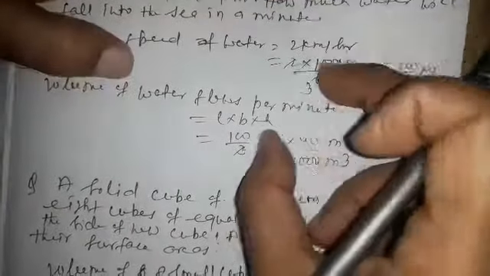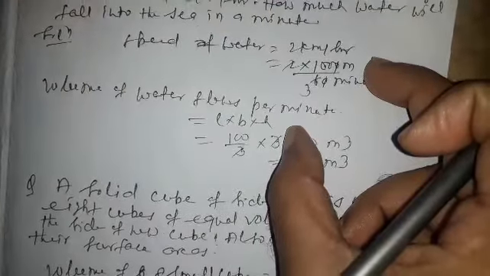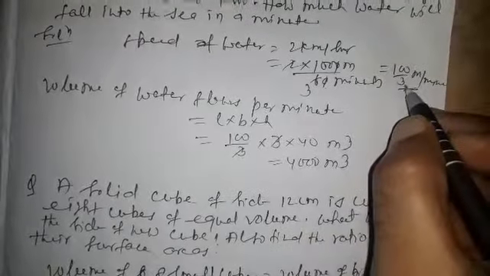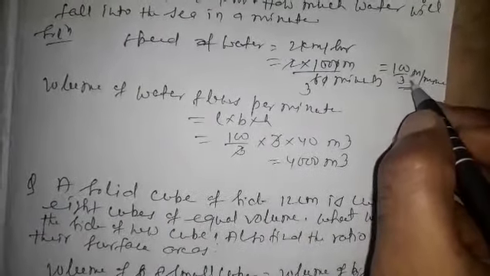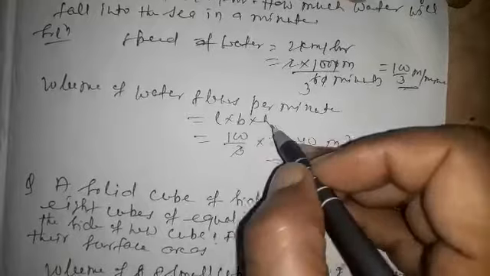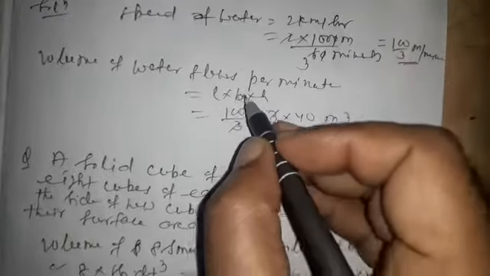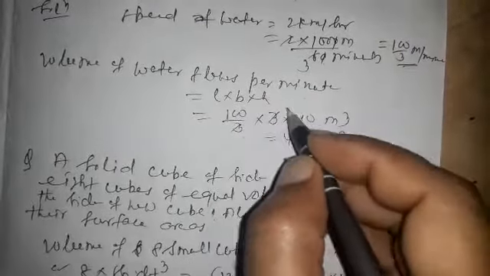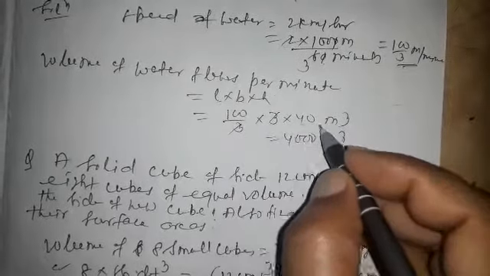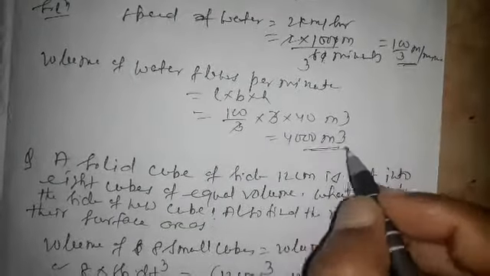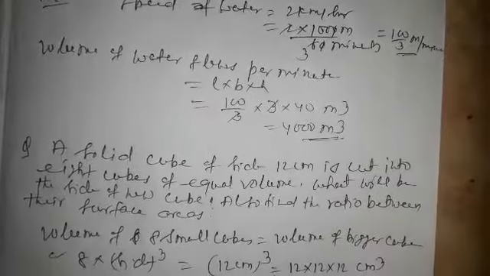Now it means the length of river in which water flows in 3 minutes is 100 meter. This one is the length. So volume of water flows per minute is equal to, because river is cuboidal in shape, l into b into h, 100 by 3 into 3 into 40 meter cube, and this is equal to 4000 meter cube.